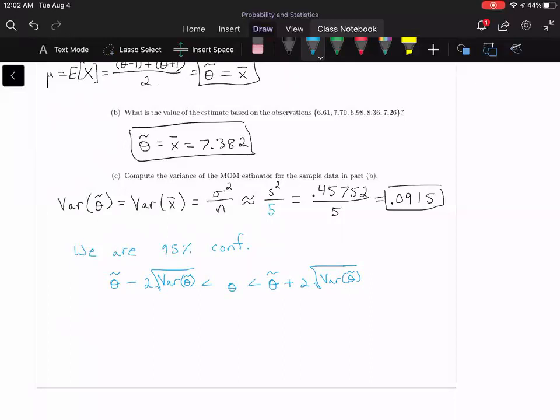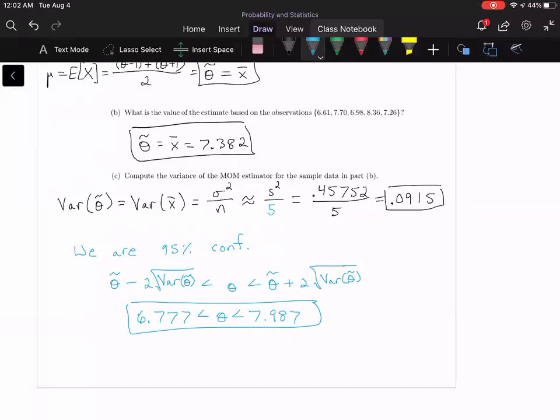And so if you actually plug in theta tilde and the variance value in here, what you'd get is 6.777 for the lower bound and 7.987 for your upper bound. And so the variability is actually pretty small, which is good. That means the estimator is pretty accurate.